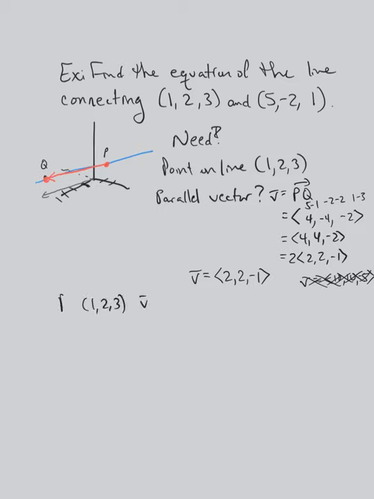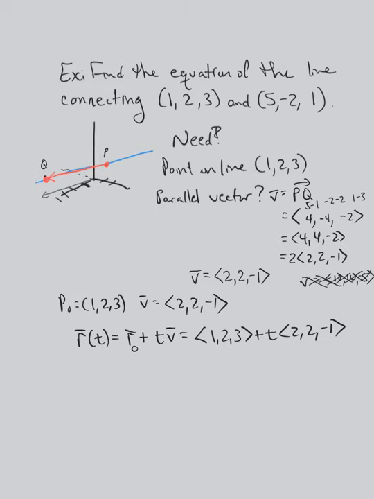But anyway, once we're there, now we have our point, 1, 2, 3, and we have our parallel vector. So this is going to be our P naught here. We have our parallel vector, 2, -2, -1, like that. So we're ready to plug in to our equation. And so we could say r of t is equal to r naught plus t times v. So that's going to be our point written as a vector, the position vector, and then plus t times 2, -2, -1, like that.